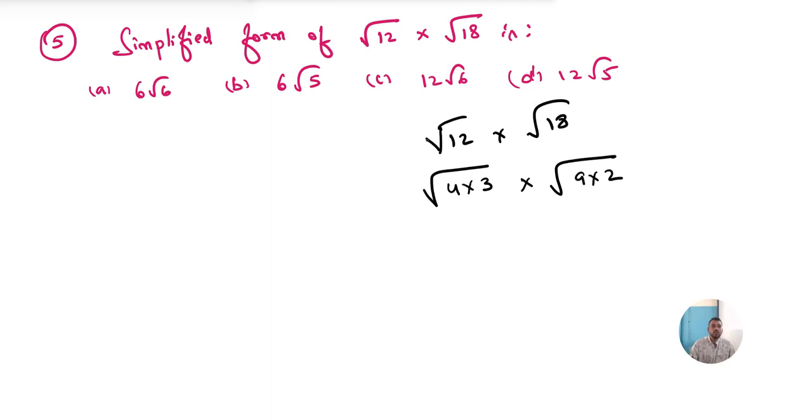What is the square root of 4? It is 2. What is the square root of 3? It is root 3 only. We don't have a perfect square number. Into what is the square root of 9? 3. Root 2 remains as it is. We cannot reduce root 2.